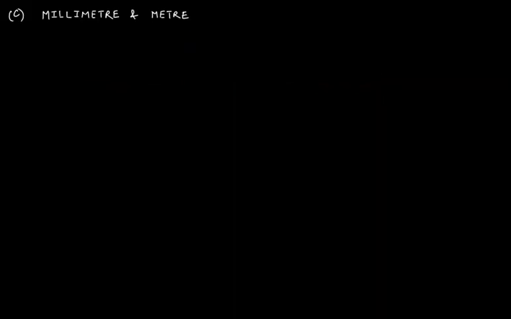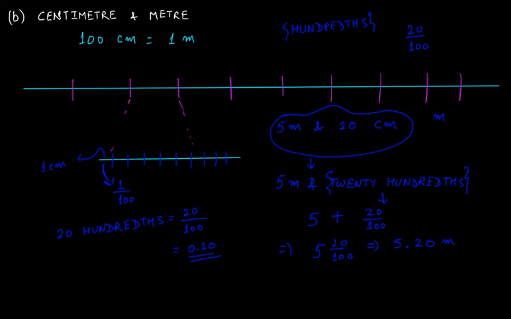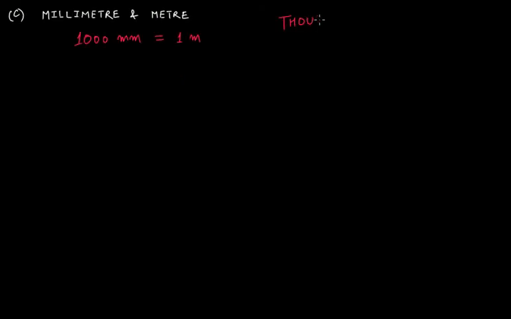Next, and the last one, millimeter and meter. So you know that 1000 millimeter is equal to 1 meter, right? 1000 millimeter is equal to 1 meter. And in this case, now you have reached thousandths. Here it was hundredths. This is thousandths.